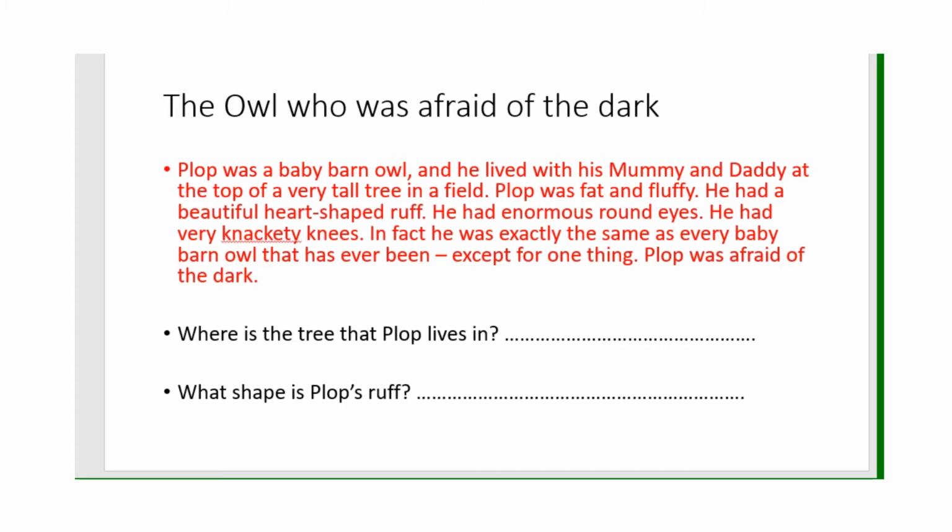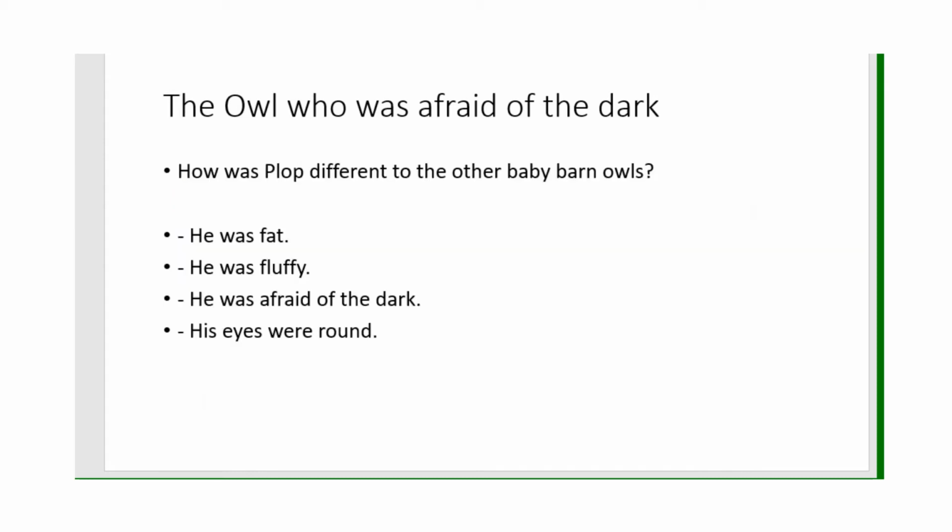Then go back. Oh, now then. Every barn owl that has ever been, except for one thing. What? Yeah, you're right. So the answer to that one is he was afraid of the dark, because we know that owls are nocturnal animals and they come out in the dark, don't they?